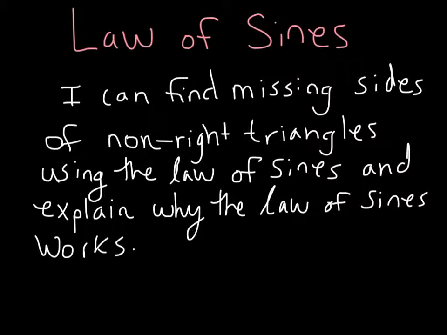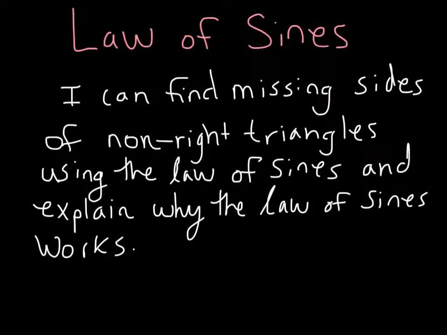So as we begin to learn what the law of sines is, it's important for us to know and explain where it comes from. So we don't just use the law of sines to find missing sides, but we can actually derive where the law of sines comes from and why it works. Our objective is to find missing sides of non-right triangles using the law of sines, and then be able to explain why the law of sines works.